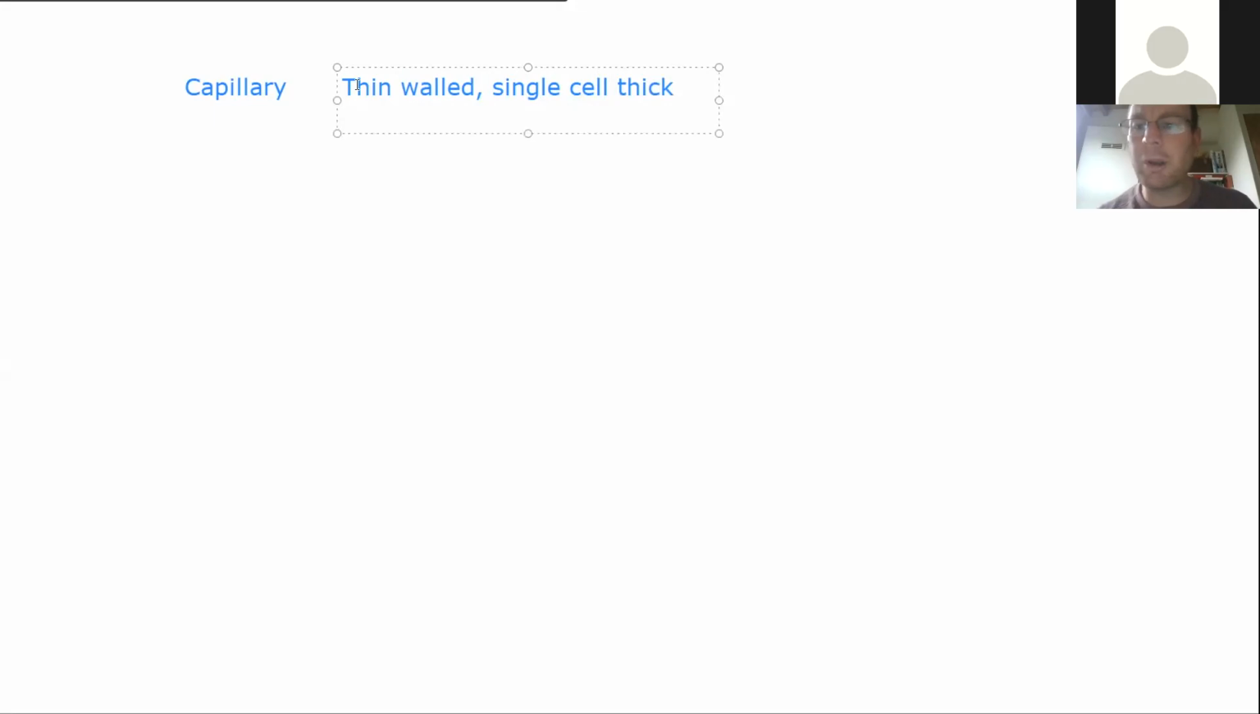What does that thin wall allow in a capillary? What does it allow? Anyone? What does the blood give to the muscle? Blood vessels to travel, maybe a little bit. Diffusion, absolutely. Yeah, so the thin walls allow diffusion.